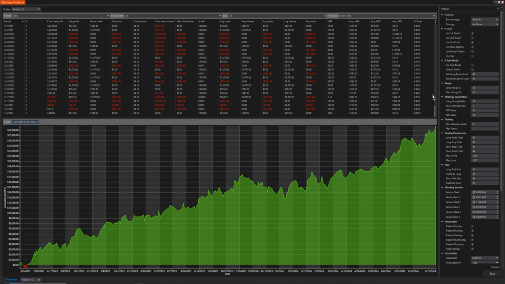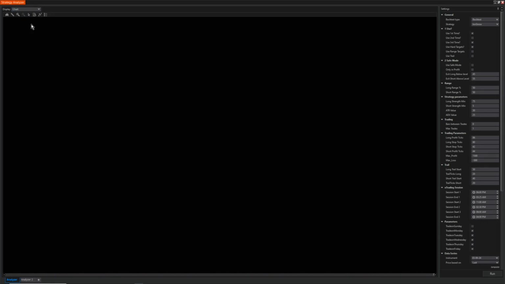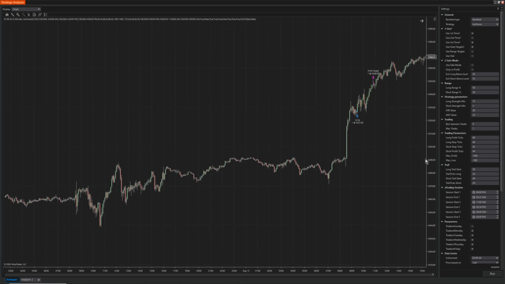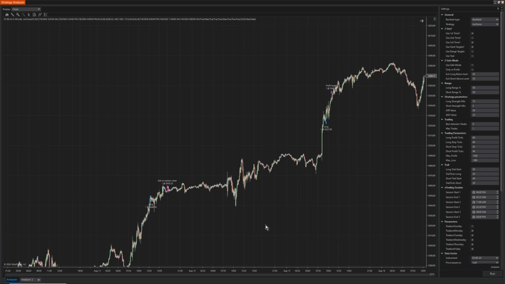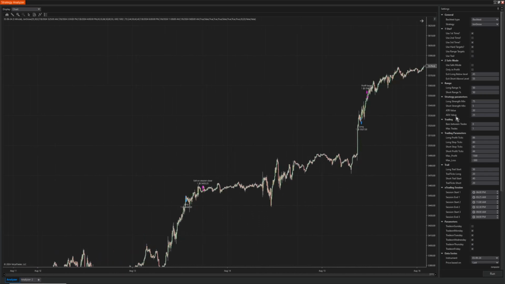So I'll go through this strategy real quick and how this works. This is a trend strategy. It's not too complicated. It uses different types of trend continuations. So it's looking for a pullback after strong moves.